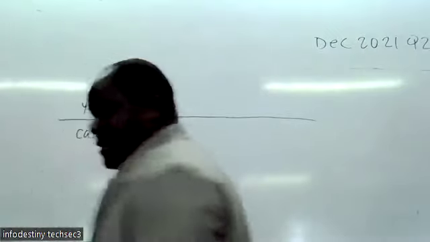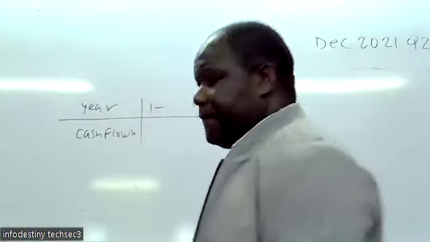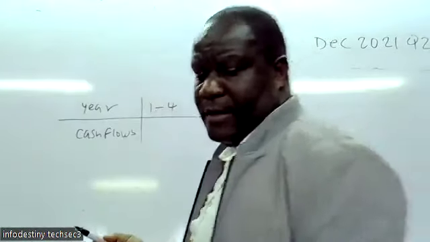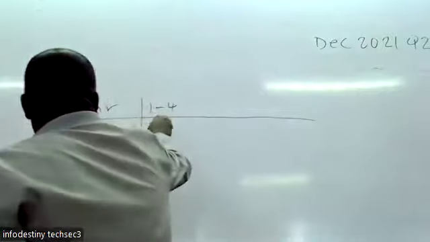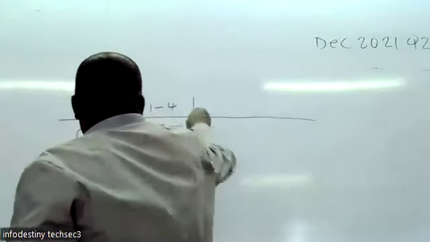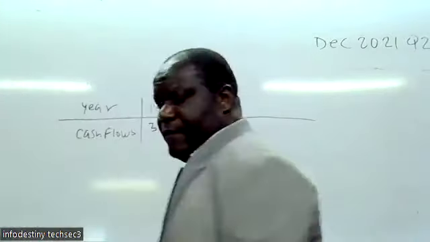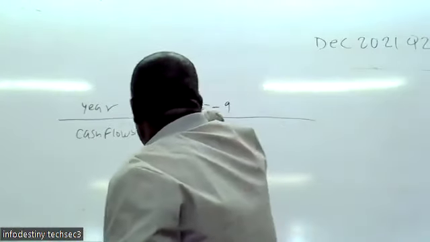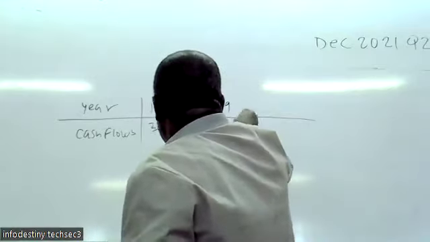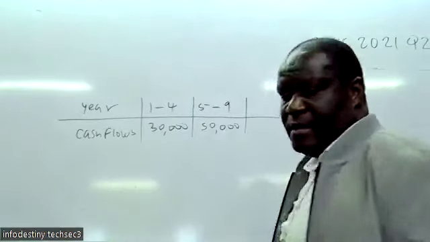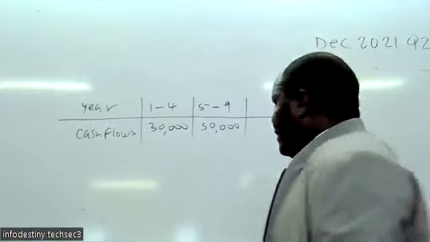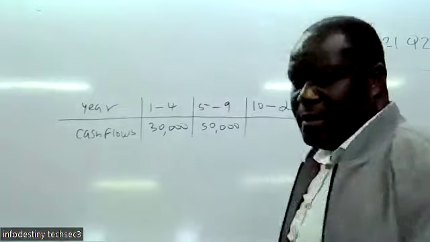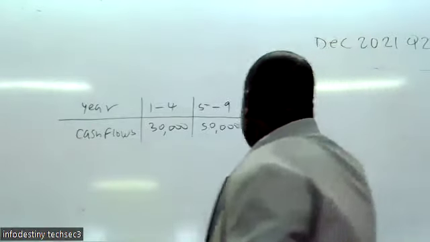So from year 1 up to year 4, the cash flows are the same at 30,000. Then year 5 up to year 9, cash flows are the same at 1,000. Then year 10 up to infinity, cash flows are the same at 20,000.